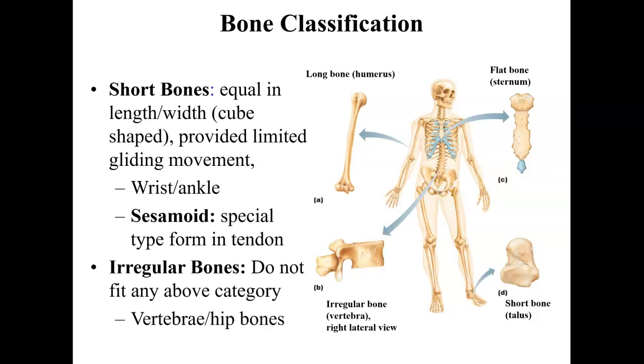Next, you have what's referred to as your irregular bones. They don't really fit into any of the above categories, and these are going to be things like your vertebra and your hip bones.